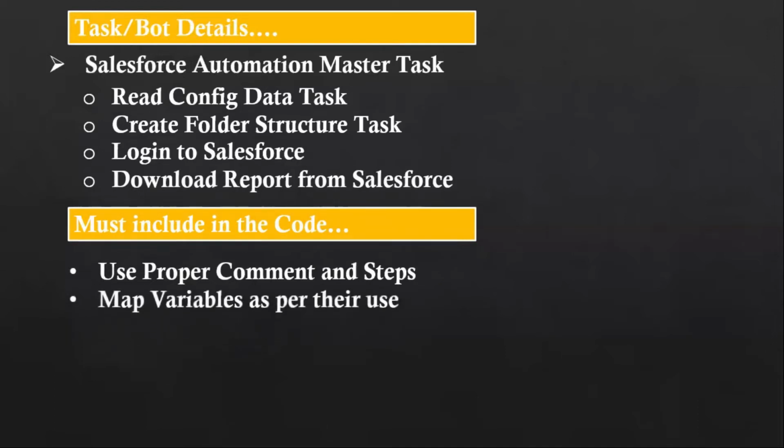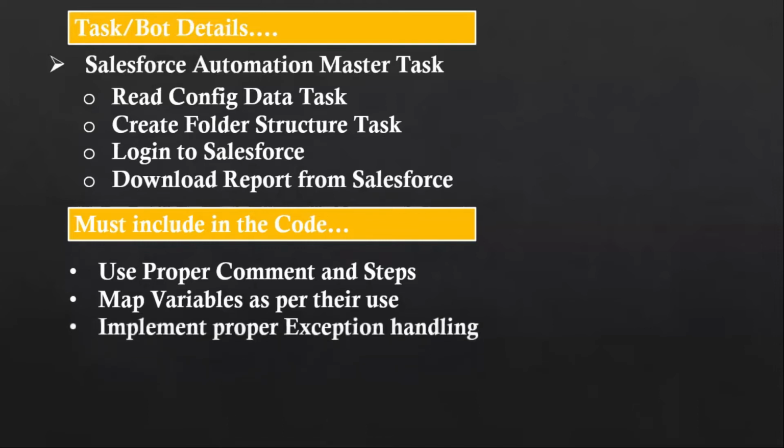Okay, and when you create a variable, make sure you are mapping properly between your subtask and the master task. Let's say you have a variable from which you have to pass some information to your subtask. Make sure you are mapping the variable like input and output, so it can pass the information. Again, this is very important.